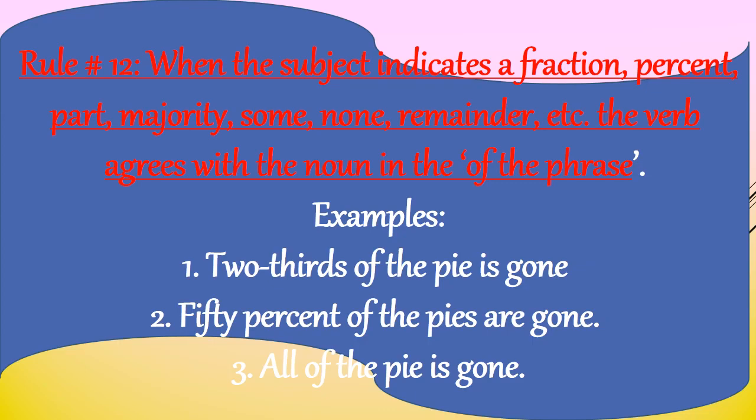Here, in the first example it is 2/3 of the pie. So pie is singular here. That's why the singular form of the verb is used. And in the next sentence it is given 50% of the pies. So pies is plural, that's why the plural form of the verb is used. And in the next sentence, pie is once again singular, that's why the singular form of the verb is used.